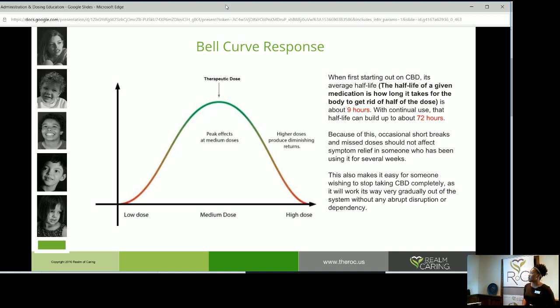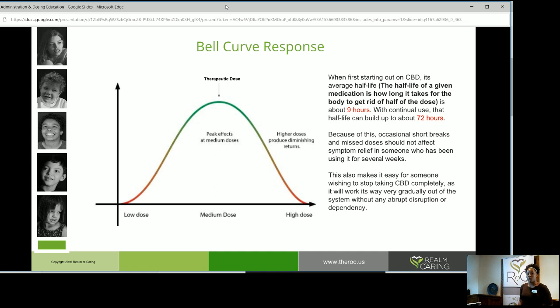So when first getting started out on CBD, the average half-life, so the time that it takes for half of the CBD dose to metabolize in your body, is about 9 hours. Remember, it works by accumulation and saturation, so it'll be in your body for about 72 hours. Because of this, occasional short breaks and missed doses should not affect symptom relief in someone that's been using it for several weeks. This also makes it easy for someone wishing to stop taking CBD completely, as it will work out of the system gradually without any type of dependency or withdrawals. So just know that typically it takes about 72 hours for CBD.